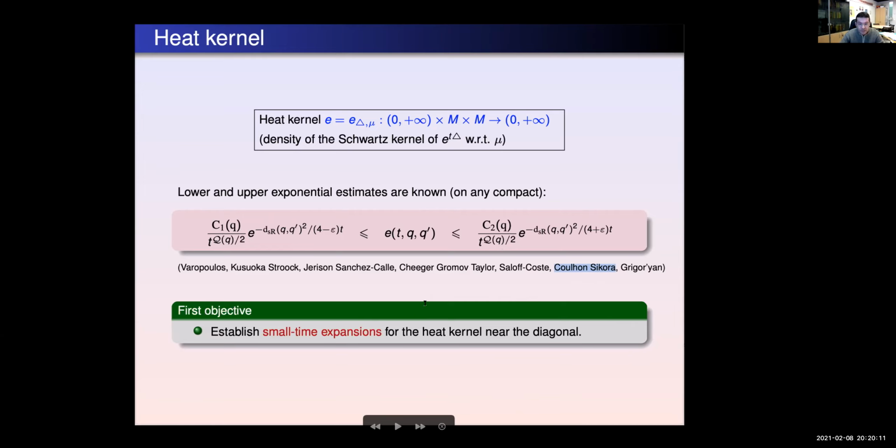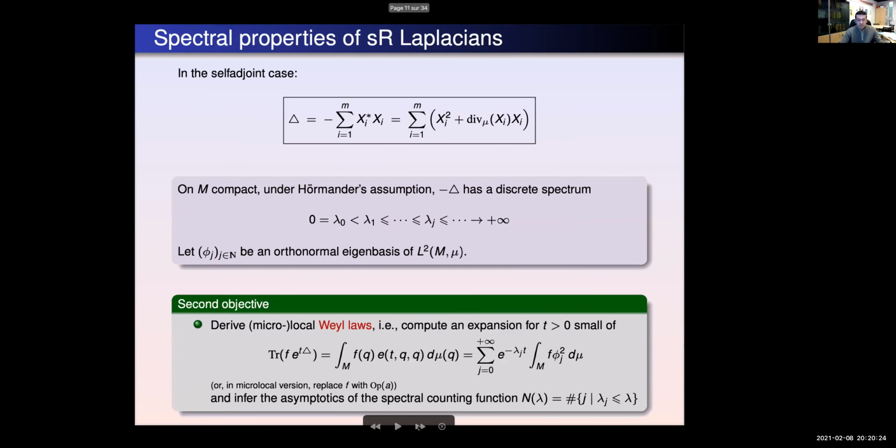Our first objective here will be to establish small time expansions for the heat kernel near the diagonal. I will come to that point in one moment. What is the interest of that? The interest is that from this knowledge, we want to be able to derive Weyl laws, local and microlocal Weyl laws. That is, in the self-adjoint case, for a true sub-Riemannian Laplacian, such a Laplacian has a discrete spectrum, of course real and discrete, with eigenvalues lambda j going to infinity.